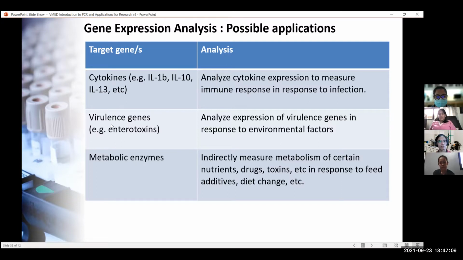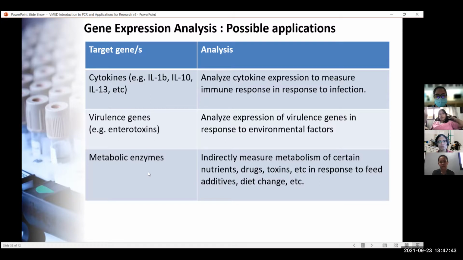Another one is detecting virulence genes. Not all bacteria are pathogenic. One of the ways to know whether or not the bacteria can cause disease is to detect virulence genes. You can analyze expression of virulence genes in response to environmental factors, or simply you can use PCR to know whether or not that bacteria has virulence genes, and consequently whether that bacteria can cause disease or not.